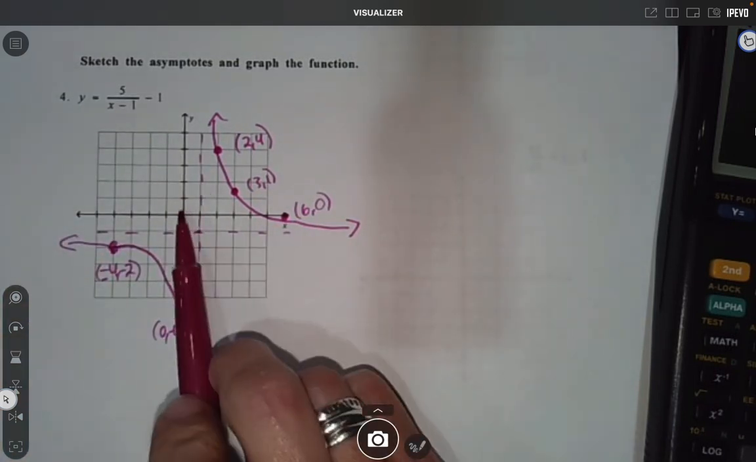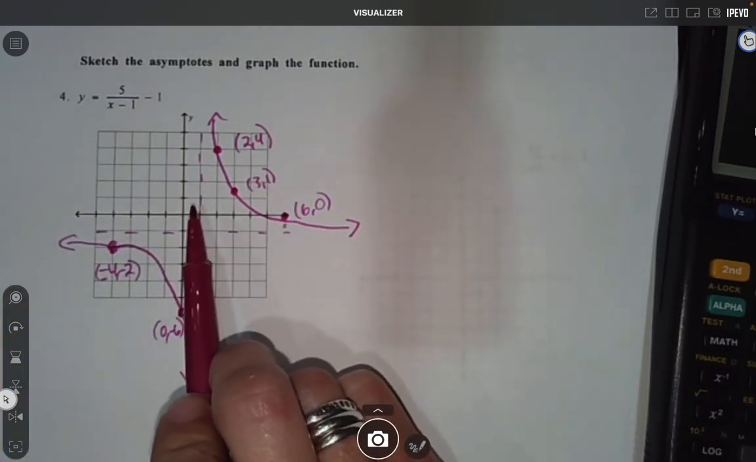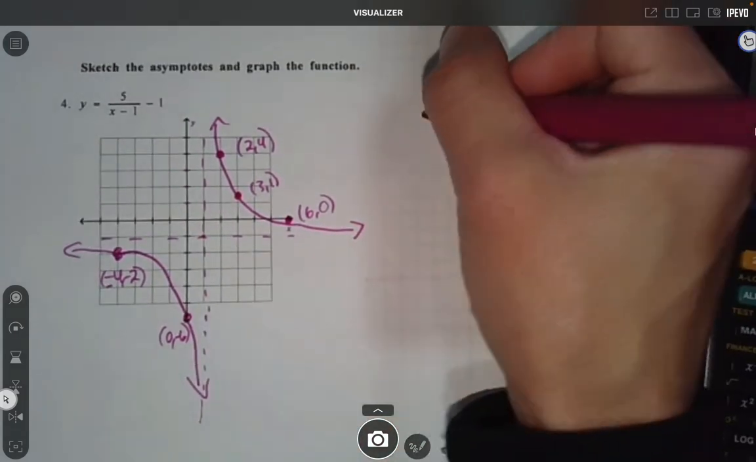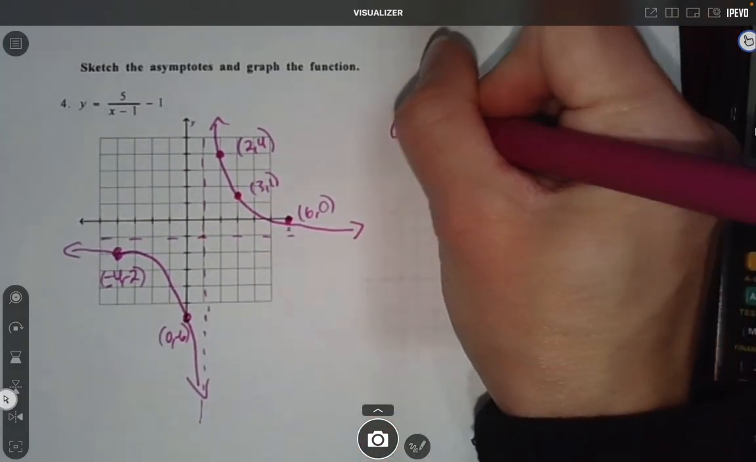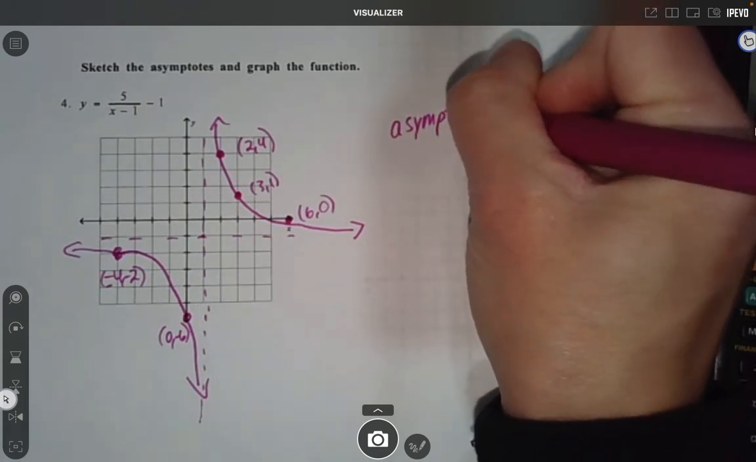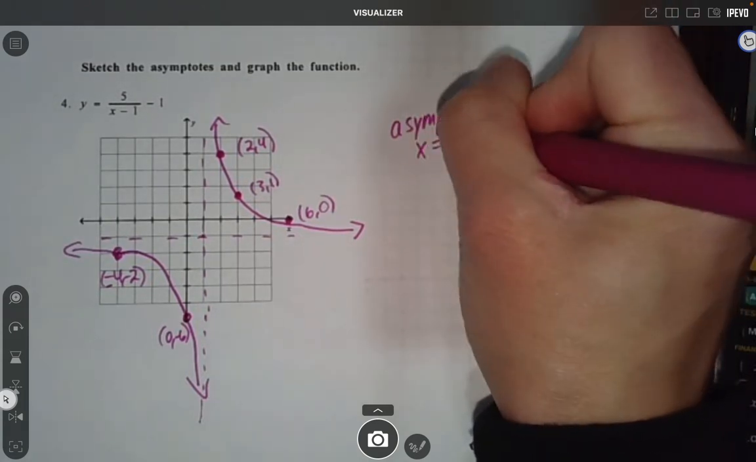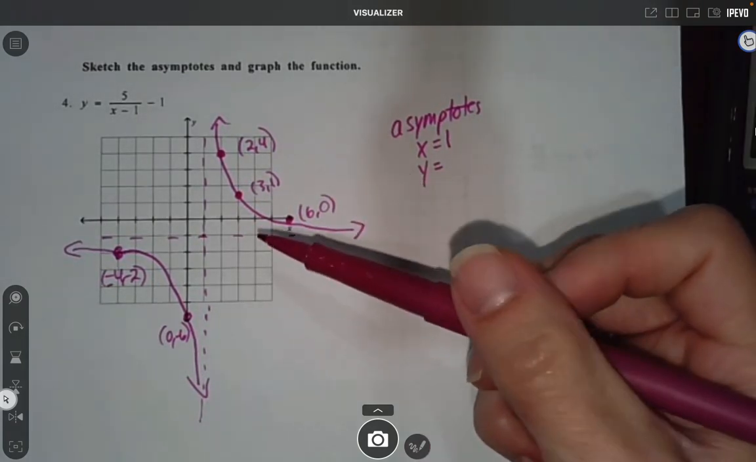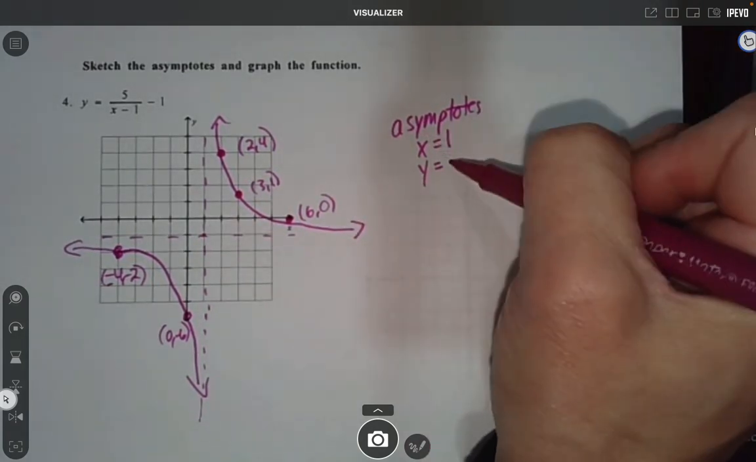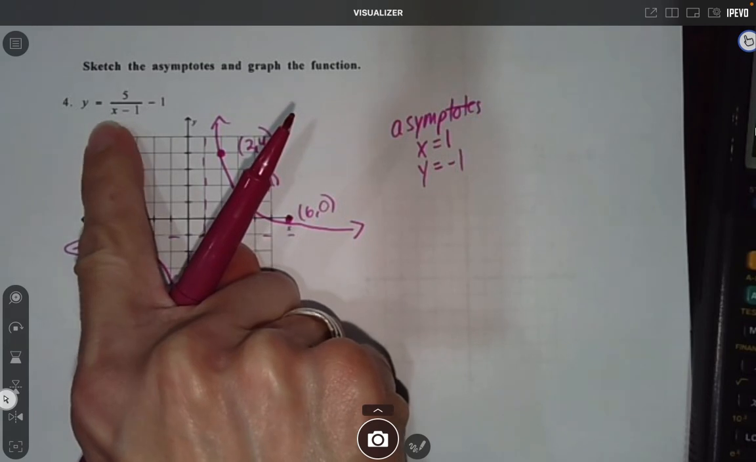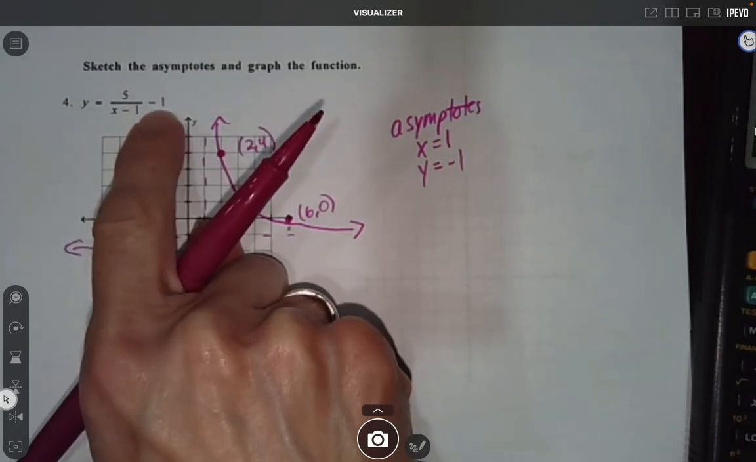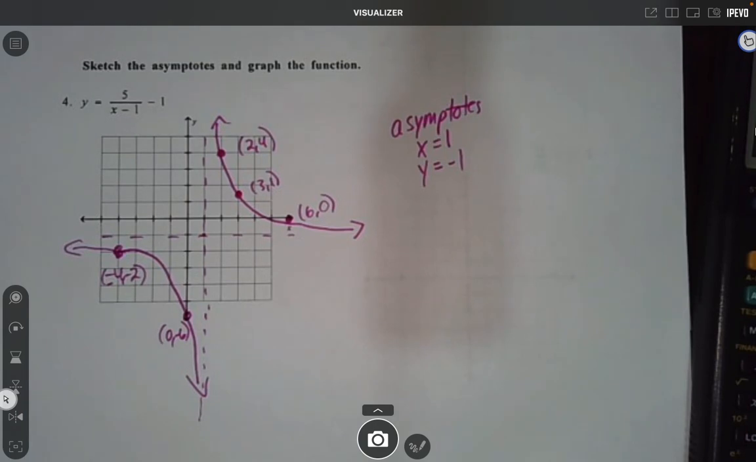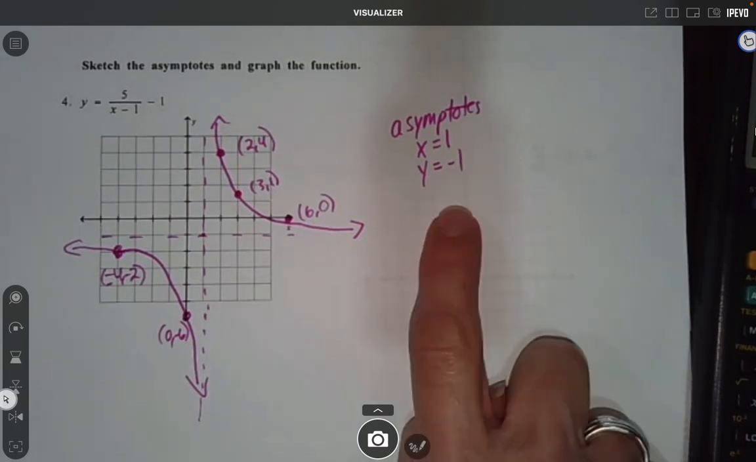And look, if I go over on my x-axis, what number am I at? 1. So you don't have to write this on your paper. I'm just trying to show you the asymptotes are the lines x equals 1 and y equals, where did I go down? I went down -1. Those are those 2 numbers right there. 1 would make that 0, and what's that number right there? -1. Those are your 2 asymptotes. X equals 1 and y equals -1.